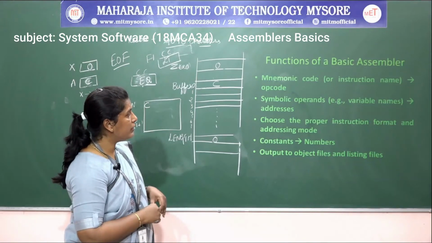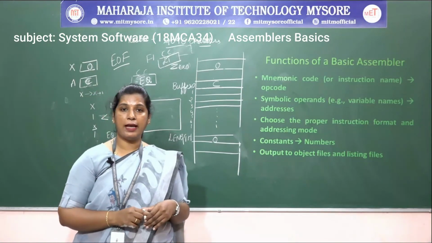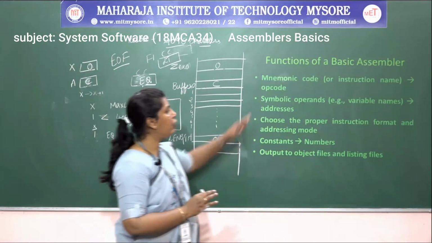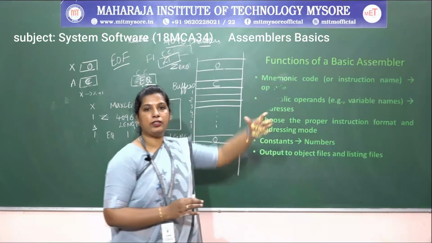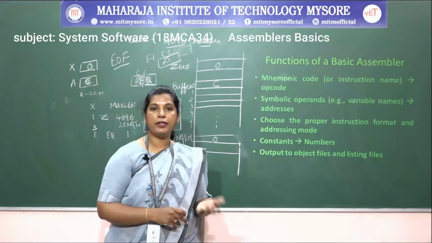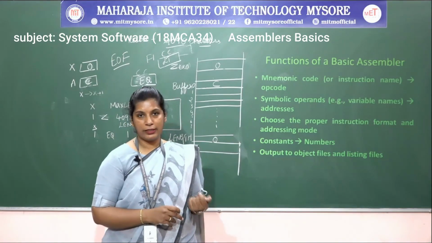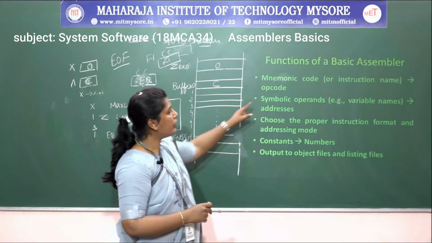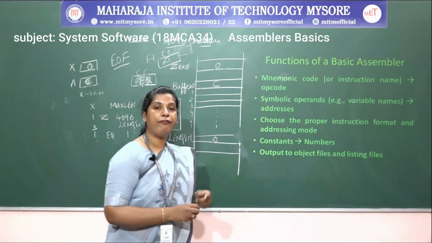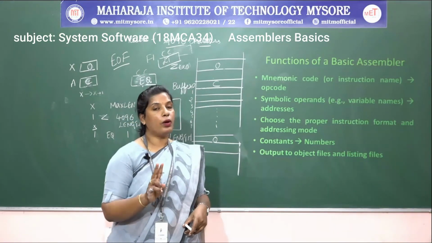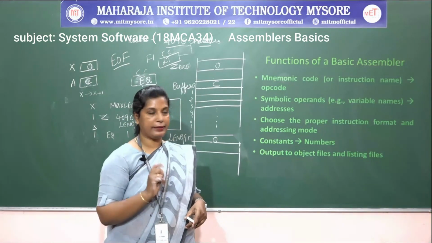Whatever instruction the user has given, first the assembler is going to convert that mnemonic code or instruction name. Instruction names are nothing but load accumulator, store character, load index register, add A. These are the instructions. It converts the mnemonic code into its opcode. Every instruction has its own opcode, of 2 hexadecimal digits, 1 byte length.